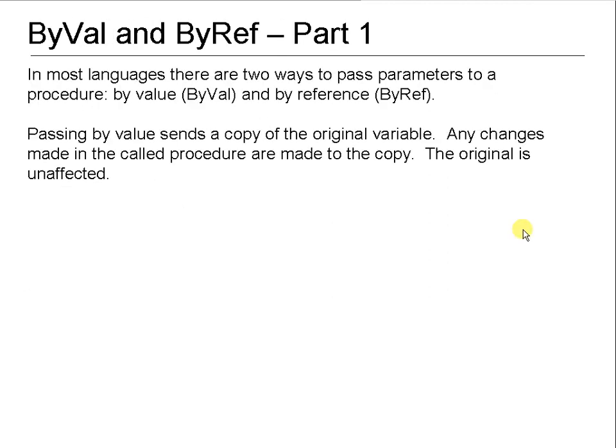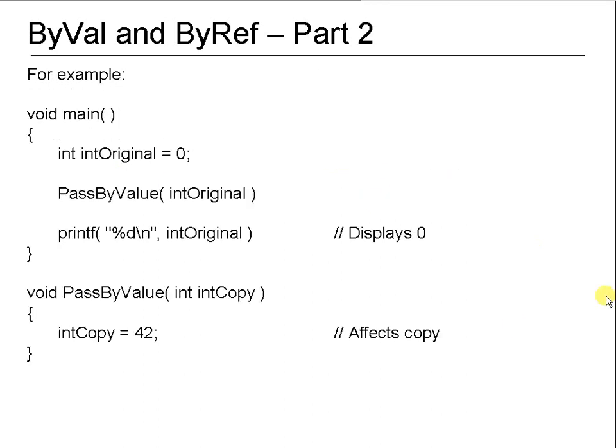So back to procedures. In most languages, there are two ways to pass parameters to a procedure: by value and by reference. And if you've taken Visual Basic .NET 1, which is a prereq for this course, you should have known that. Now, passing by value sends a copy of the original variable. Any changes made in the called procedure are made to the copy. The original is unaffected.